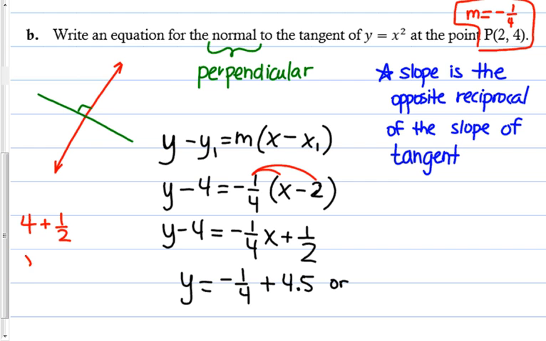So let's see, this is 8 over 2 plus 1 over 2. So this is 9/2. Okay, I would much rather you do that, but 4.5 is accurate. So who am I to say you must do fraction? Plus 9/2. And that is the equation of the normal.